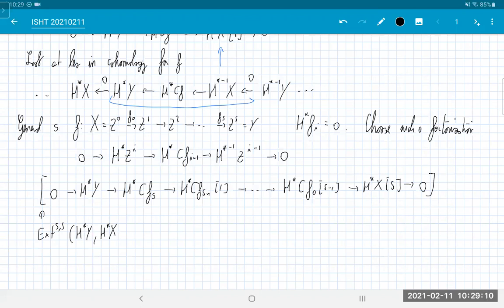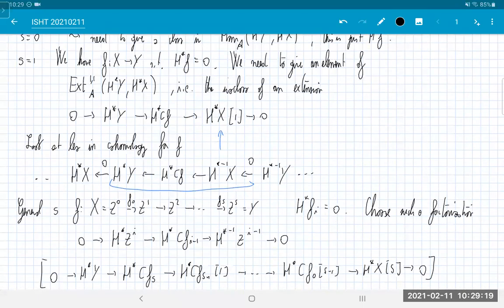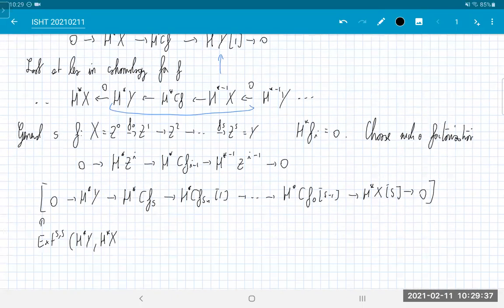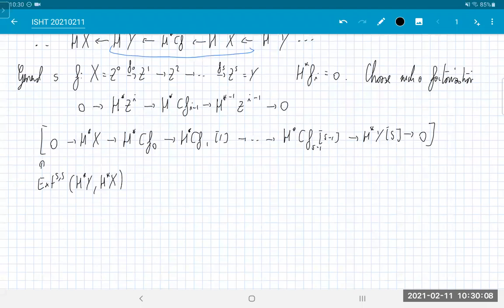Am I doing this right? I think I'm screwing up the directions at some point. Oh yeah, sorry, I'm so sorry. Okay, now it's correct. So sorry, keeping the directions right is tricky. And now the extension lives in exactly the right group.